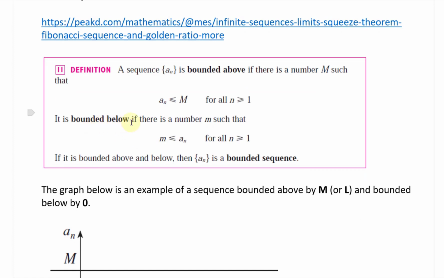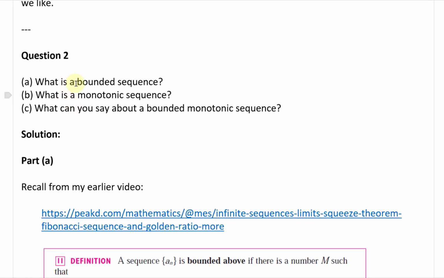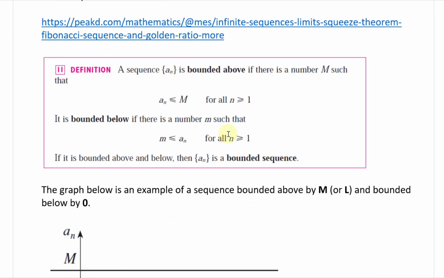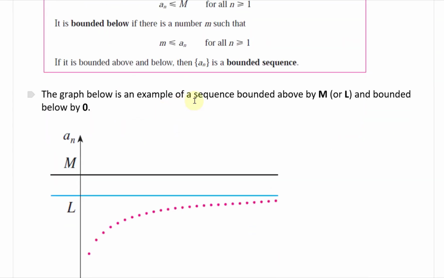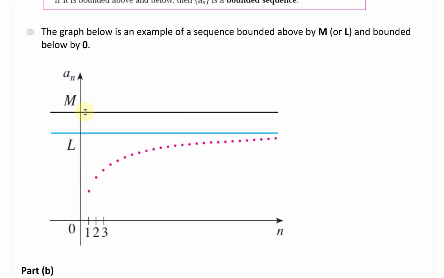It is bounded below if there is a number lowercase m such that m is always less than or equal to the a_n terms of the sequence for all n greater than or equal to 1. If it is bounded above and below, then a_n is a bounded sequence. So that's bounded: bounded above and bounded below. So the graph below is an example of a bounded sequence, bounded above by capital M or L and bounded below by 0.